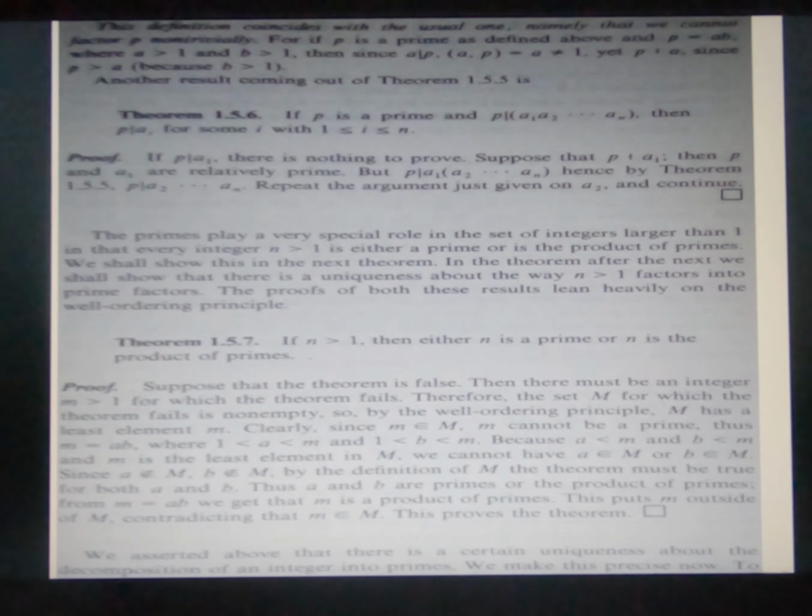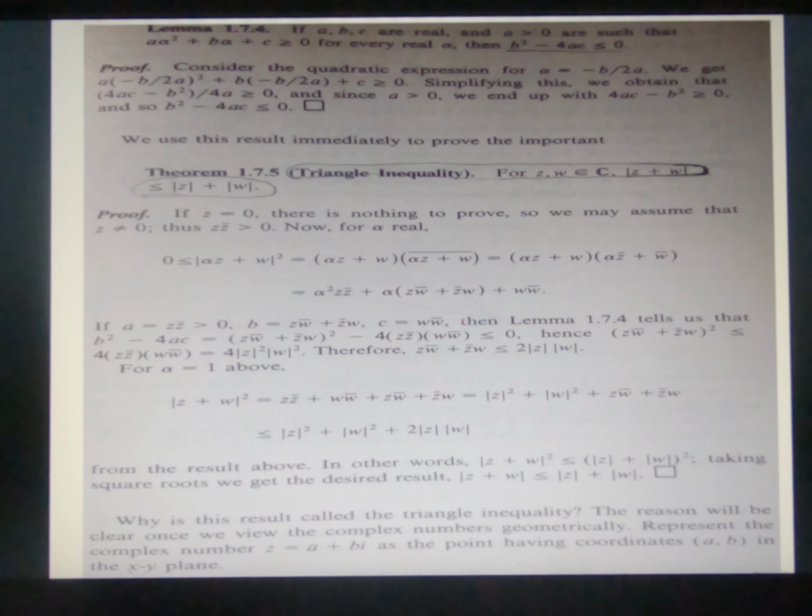Mathematical induction is P1, Pk, then k plus 1, and complex numbers. A complex number is A plus Bi. Some lemmas, definition of the absolute value of a complex number, triangle inequality, the De Moivre theorem about complex numbers.